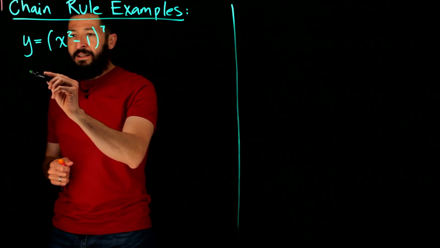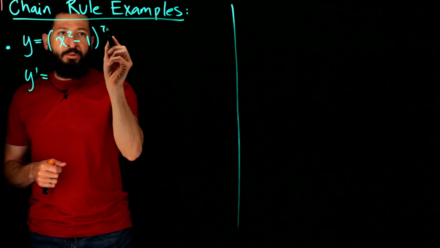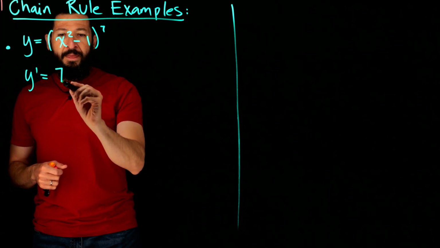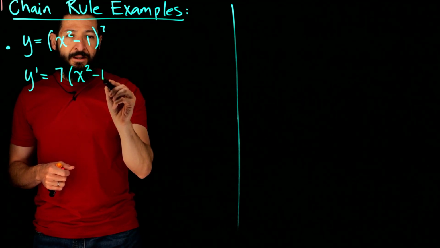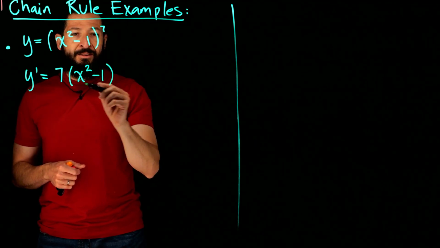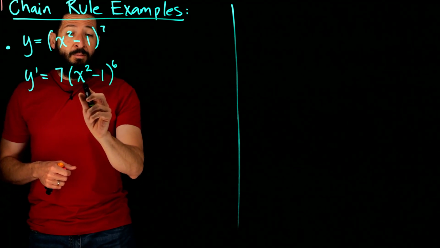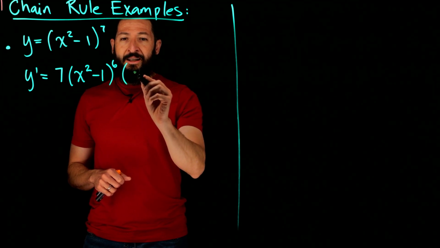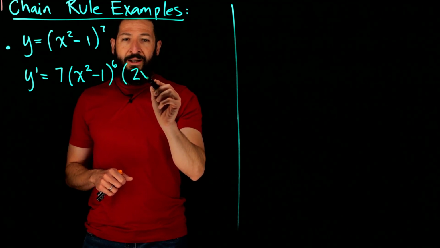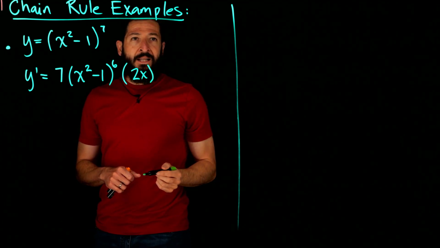That's something similar to what we had done before. So when you take the derivative, you drop your 7, which is your exponent, copy the inside, subtract 1 from the exponent, and now multiply times the derivative of the inside. In this case, that's going to be 2x minus the derivative of 1, which is 0. So you leave it like that.